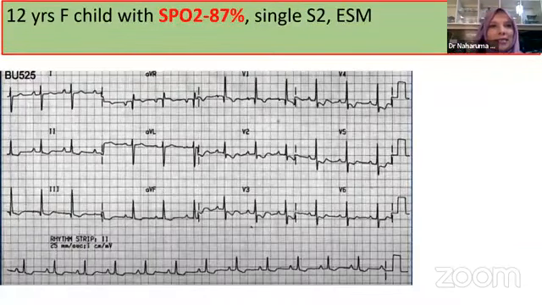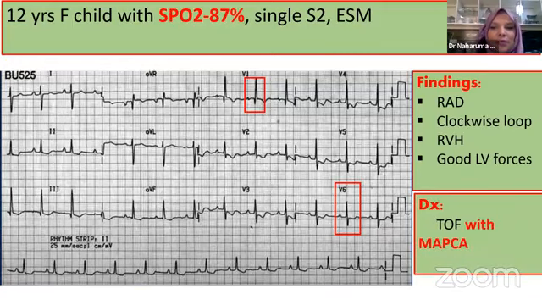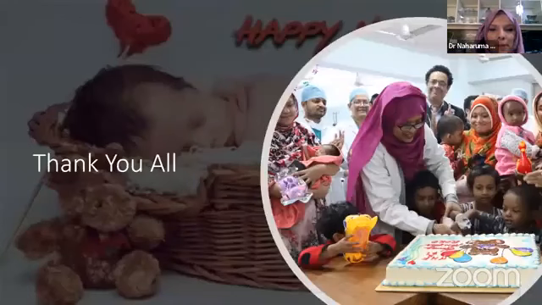And the last case is a 12-year-old child, but now the saturation is good. Here we are getting that V1 is monophasic, with a strand pattern, and the LV forces are good. Why are the LV forces and saturation good? Because this patient developed MAPCA. So MAPCA is giving the pulmonary flow and the LV is getting more blood. So the LV is good size. So this will be the diagnosis: TOF with MAPCA.